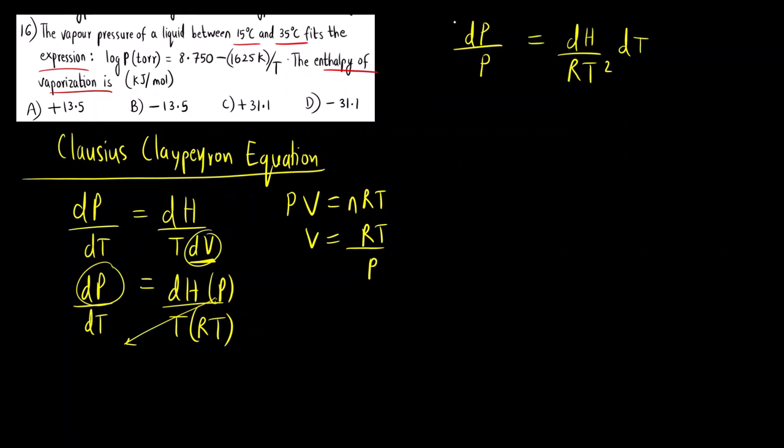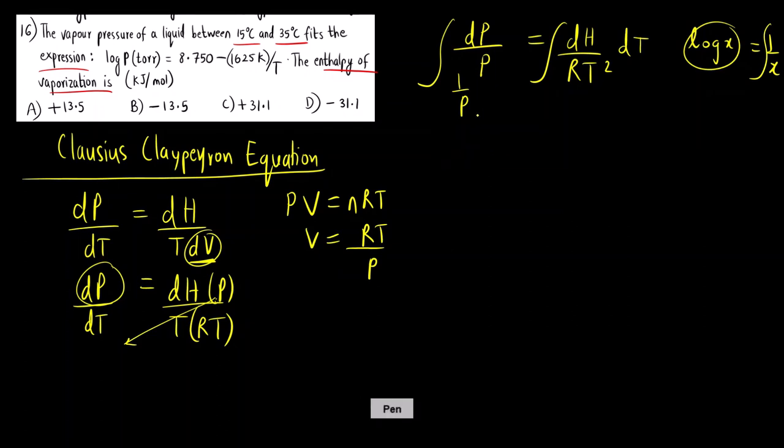Okay, now what we have to do? We have to integrate dP by P. What is the integration of 1 by P? Even if you don't know, what is the integration of log x? The derivative of log x is 1 by x. So if you integrate 1 by x, we will get log x. So the integration of 1 by p will be ln p.